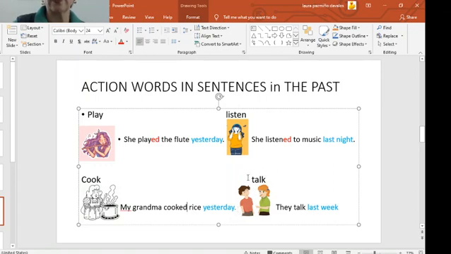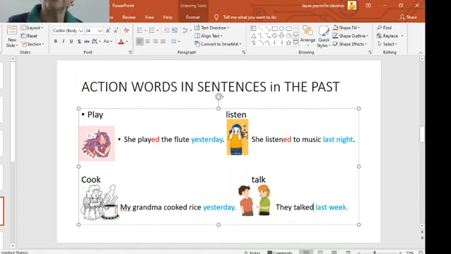Miren, la acción, el base verb, verbo base, talk. Miren, they talk. They talk, last week. Last week is a time expression word in the past. So, ¿está el verbo correcto? Yes or no? No, we need to add, ¿qué? ed. Ahí sí, la acción, la sentence expresa una action in the past. They talked last week.